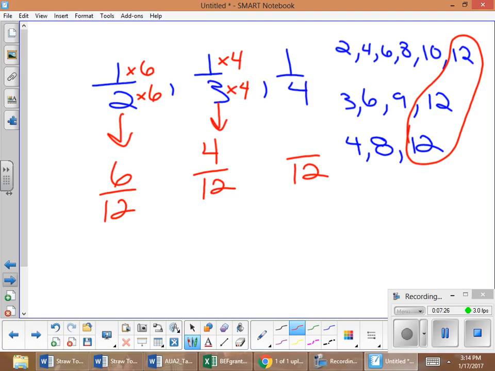And then finally, we have the 1/4. And 4 times something equals 12. I know it's 4 times 3. Whatever I do to the denominator, I have to do to the numerator. 1 times 3 equals 3. And you can see them right there.